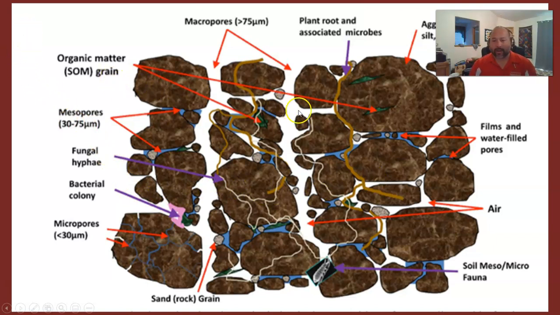And don't forget organic matter. We're going to spend a lot of time talking about organic matter because it's hugely important. Even though it's only 5% of the soil, it's hugely important.